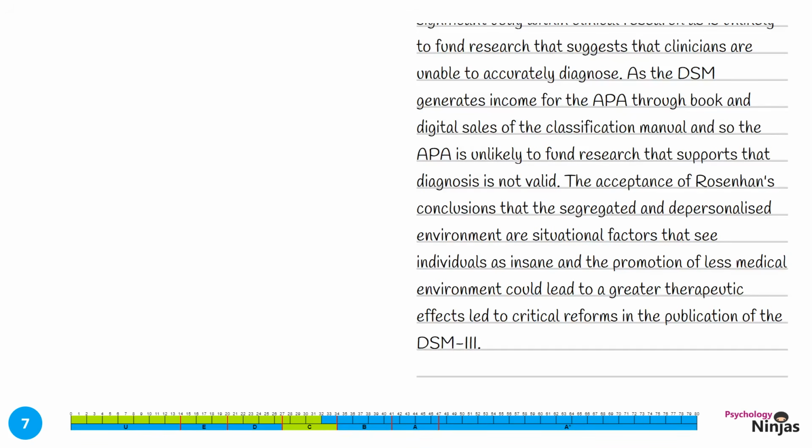The acceptance of Rosenhan's conclusions, that the segregated and depersonalised environment are situational factors that see individuals as insane, and the promotion of less medical environments could lead to greater therapeutic effects, and led to critical reforms in the publication of the DSM-3. We've clearly identified why we want to be cautious about the APA funding research, in that the DSM generates income for them. The fact that the DSM made critical reforms after the publication of Rosenhan's research suggests that they might be okay or less biased as a funding body.